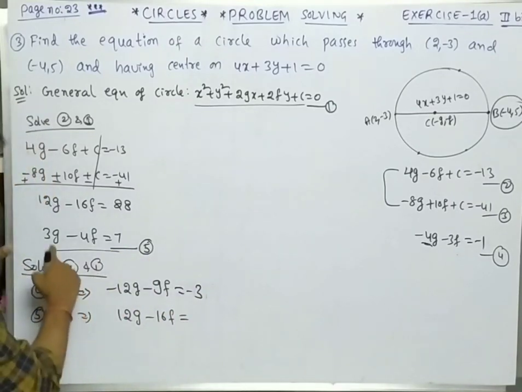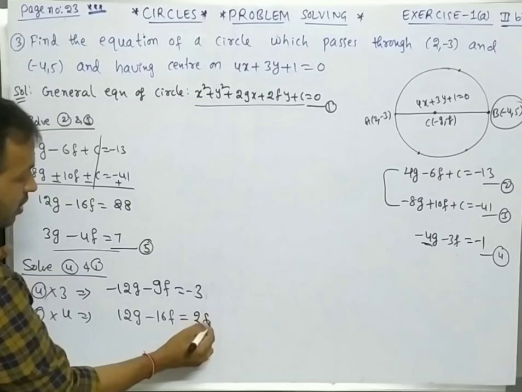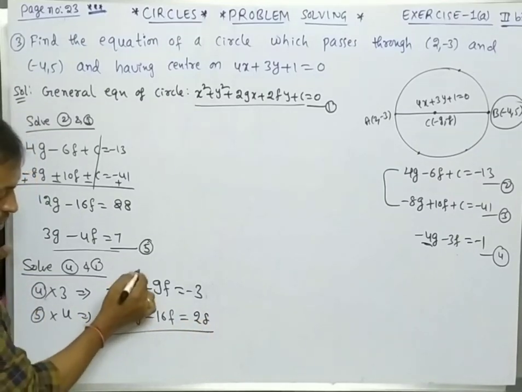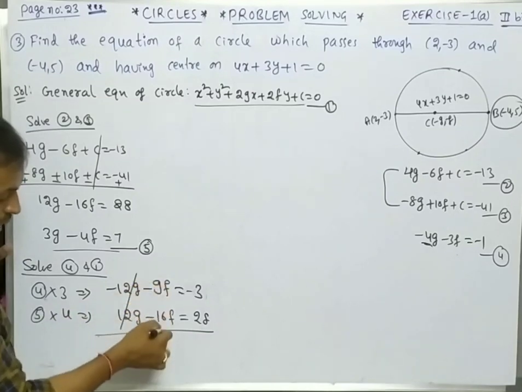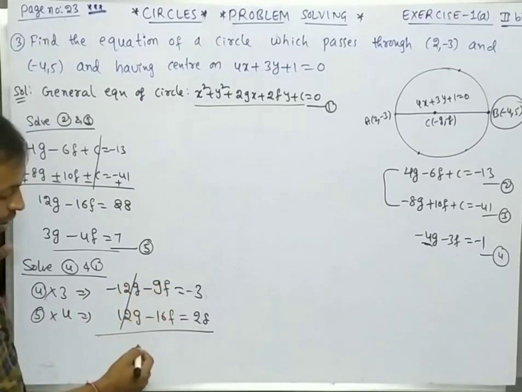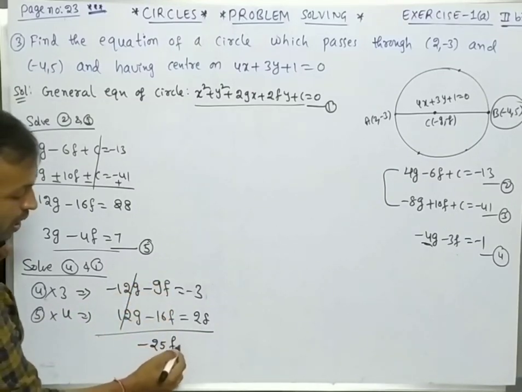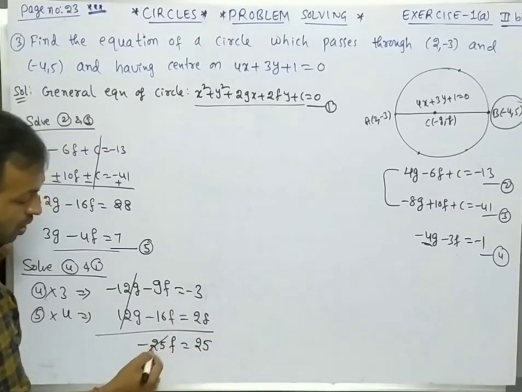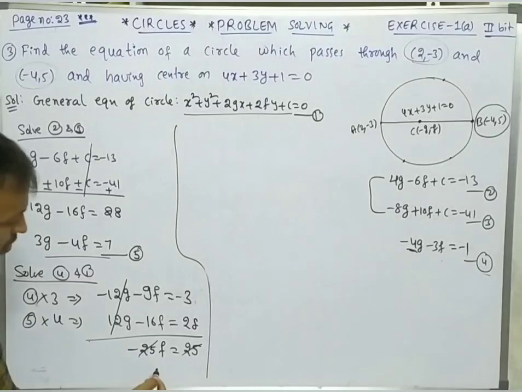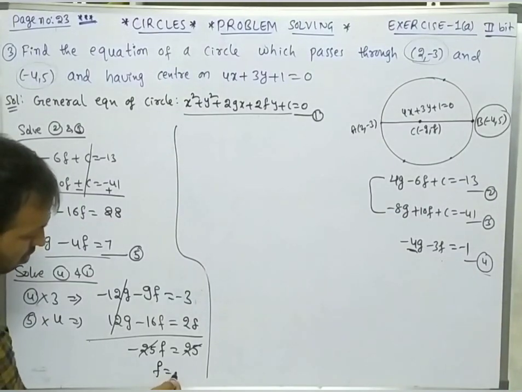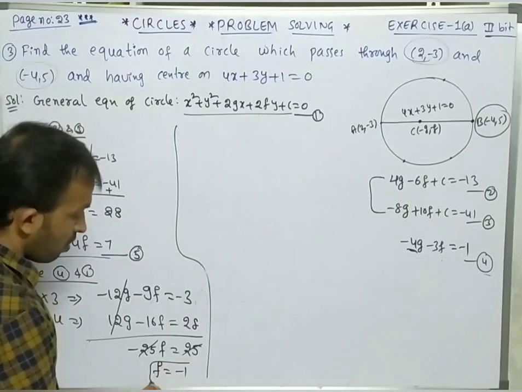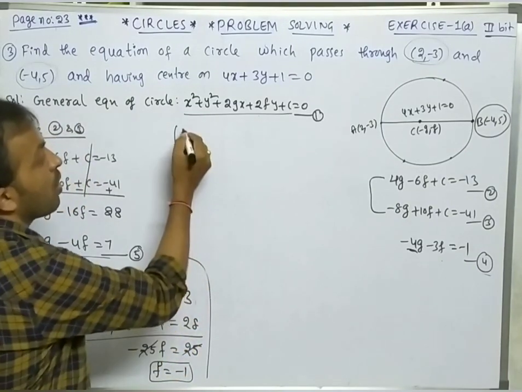4 7s are 28. Now here minus 12g, here plus 12g, both get cancelled. So here I am adding minus 16 minus 9, minus 25f, 28 minus 3, 25. So 25 cancel. So f is equal to minus 1. Now we got the f value.